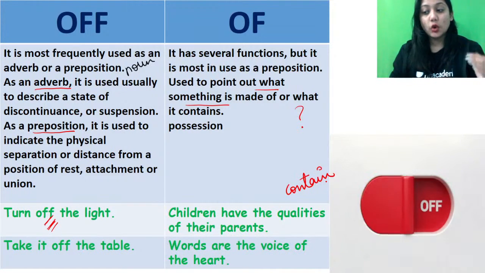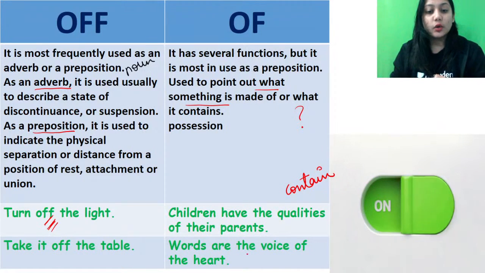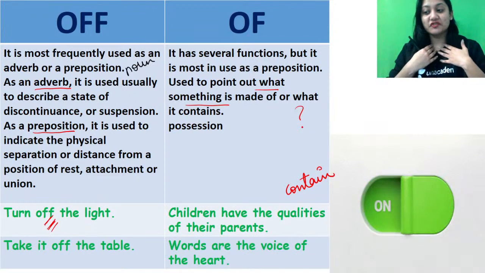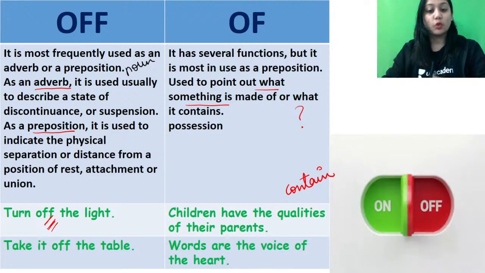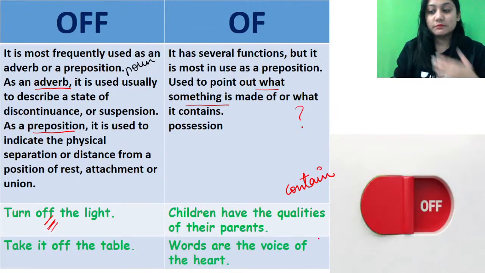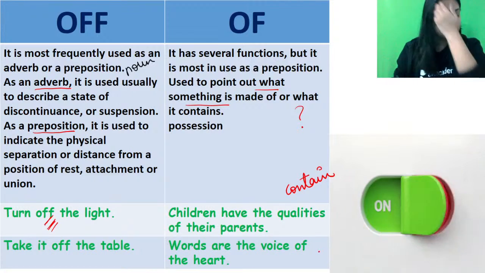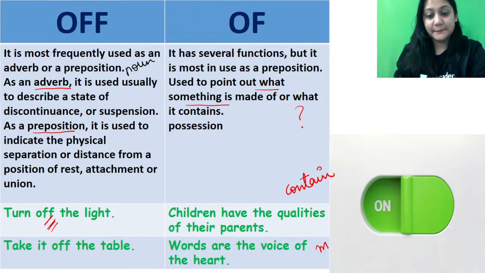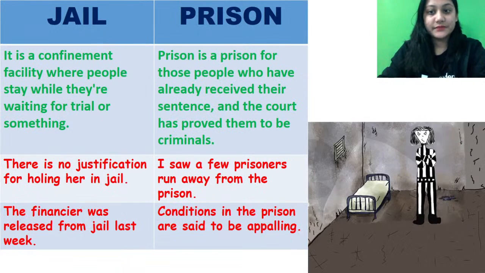So that is OFF. And the example of OF, the other one is words are the voice of the heart, right? तो हम लोग के जो words हैं वो basically it comes from the voice of our heart. Clear? Which is like made up of. ठीक है, हमारे जो what is there in our heart, those words come or they are made up of what is there in our heart.